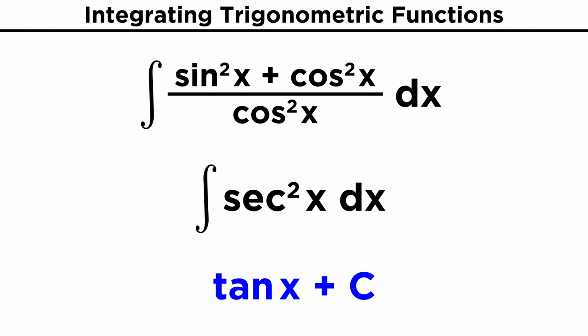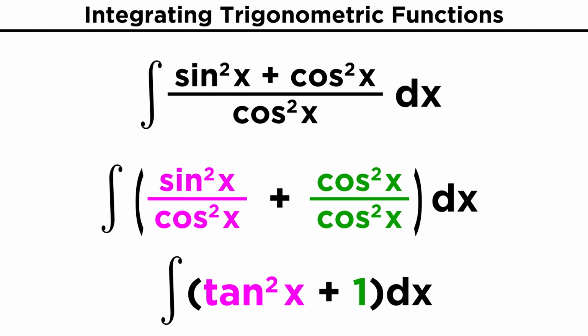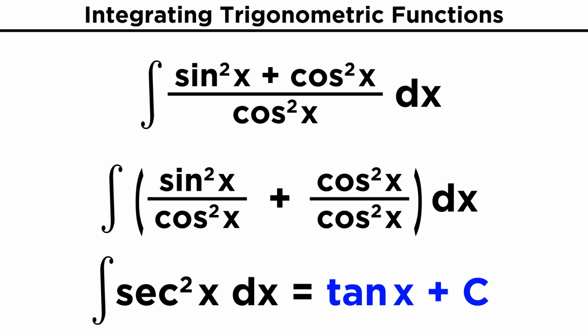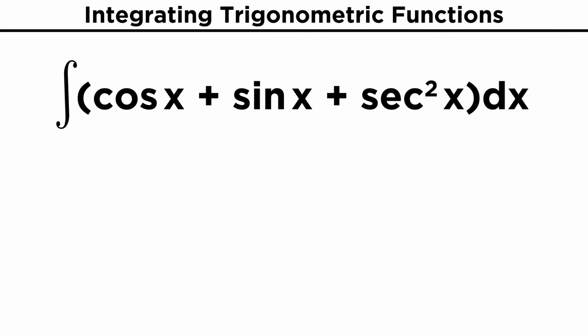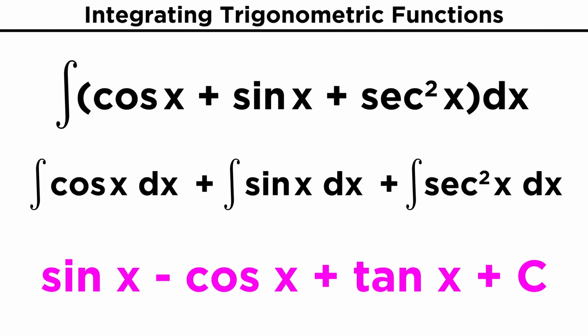If you didn't spot that, don't worry. Even if you split this up into fractions to start, getting sine squared over cosine squared plus cosine squared over cosine squared, that will simplify to tangent squared plus 1. And another one of the Pythagorean identities tells us that tangent squared plus 1 equals secant squared, so we would have ended up at the same answer anyway, assuming that we have our basic trig identities memorized. And if we find trig functions inside an integrand that is a sum or difference, that won't change things at all. We will just have to get used to splitting them up and applying the different rules we know, depending on which term we are looking at.